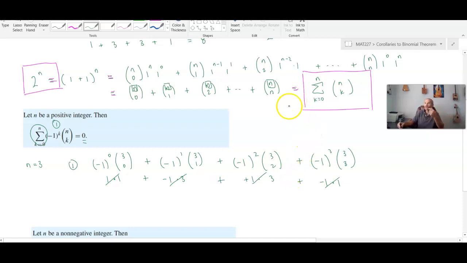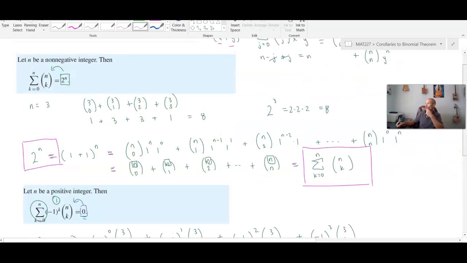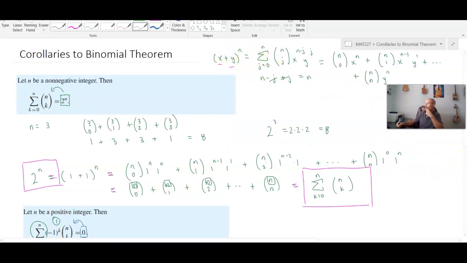How do we know that this always works? So to set this up, what I'm going to do is, again, start with the right-hand side and show that that leads to what's on the left. So how could I get 0 by using this binomial theorem, this expansion of x plus y to the n?